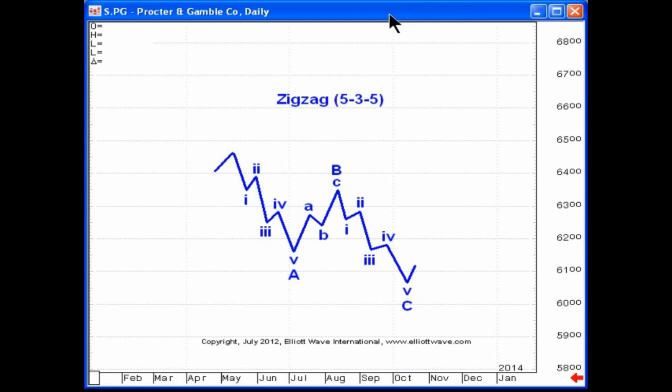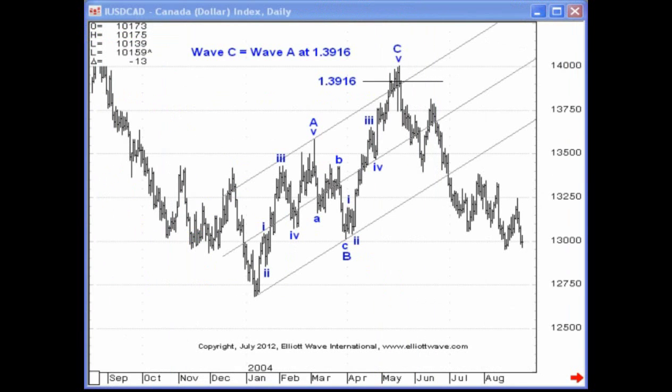Okay, now here's again the textbook example of a zigzag. It's a 5-3-5 pattern. What you'll see here is the US Canadian dollar, the FX here. And what I'm looking at is, again, the classic textbook example of a zigzag. Here's waves 1, 2, 3, 4, 5, then A, B, C for B, and then 1, 2, 3, 4, 5.